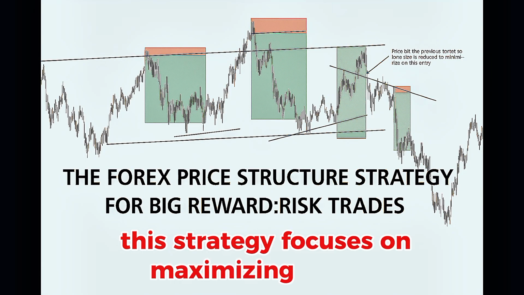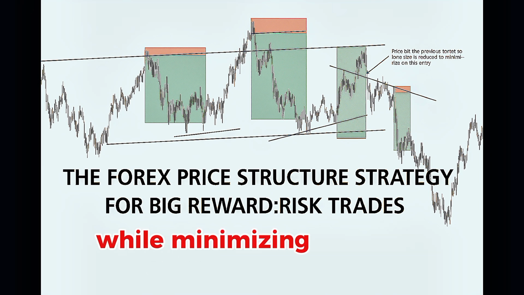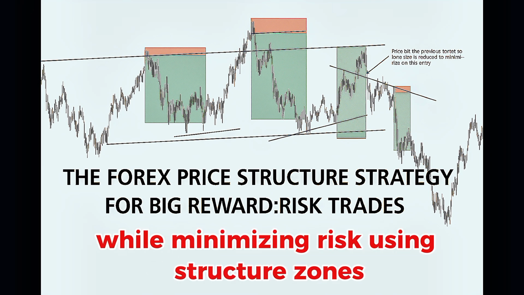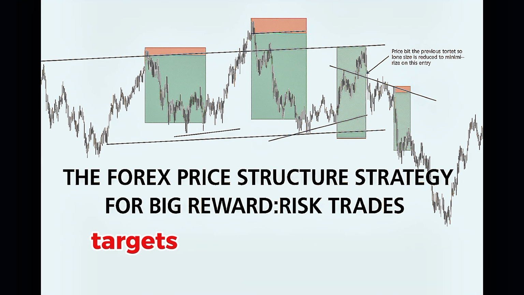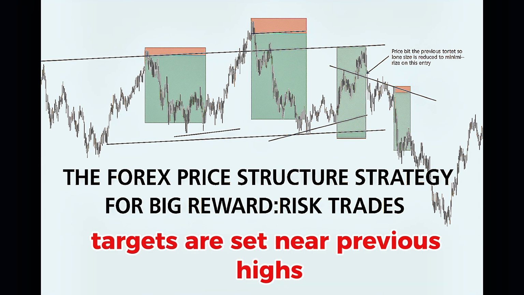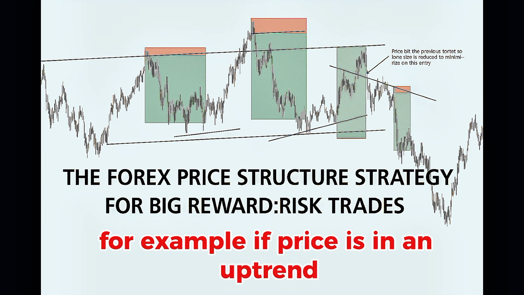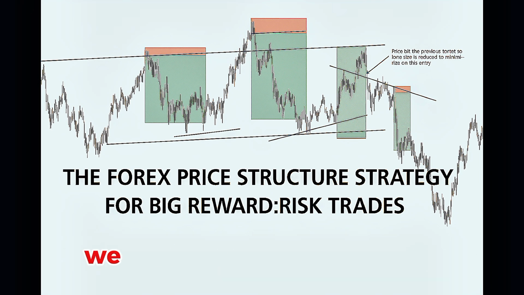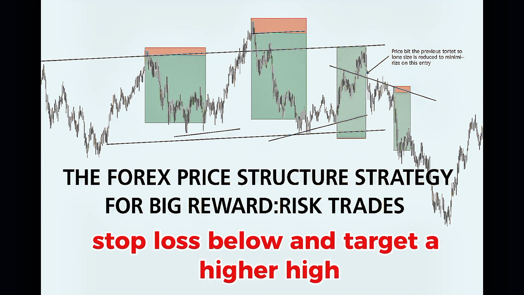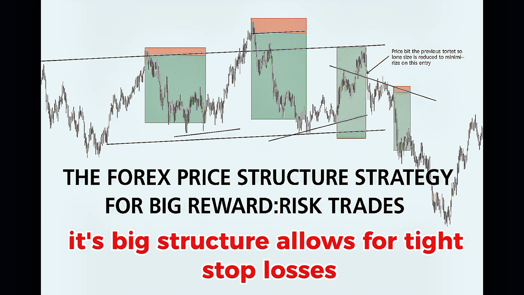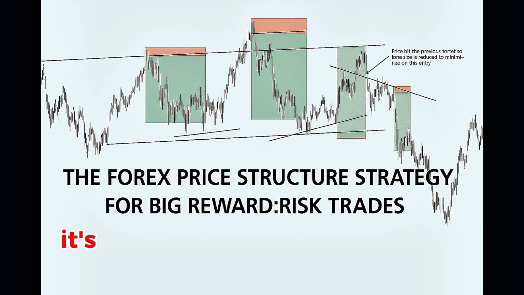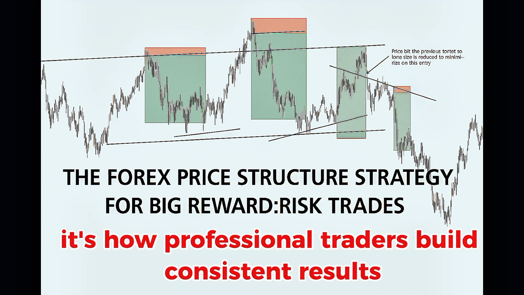This strategy focuses on maximizing reward while minimizing risk. Using structure zones, we define our entries near swing lows and place stops just beyond them. Targets are set near previous highs. For example, if price is in an uptrend, we wait for a pullback to support. We buy near the structure low, stop loss below, and target a higher high. This way, even if you lose, it's small, but when you win, it's big. Structure allows for tight stop losses and optimal profit targets. It's how professional traders build consistent results.